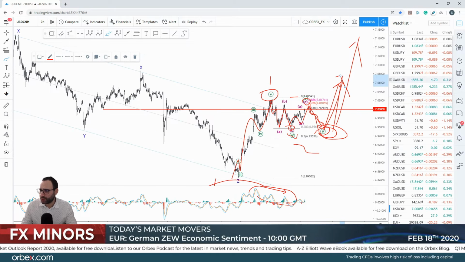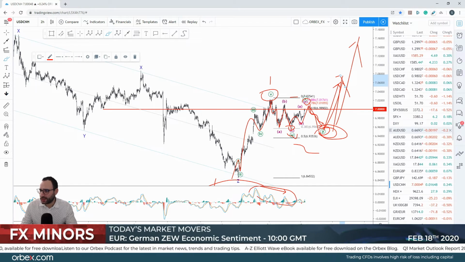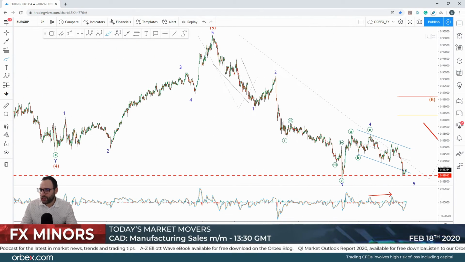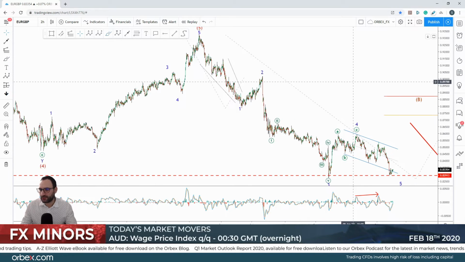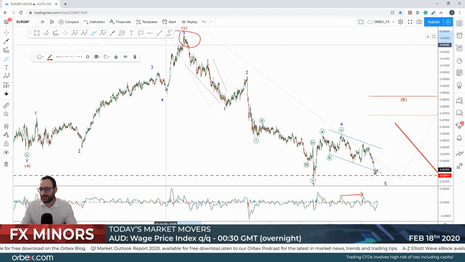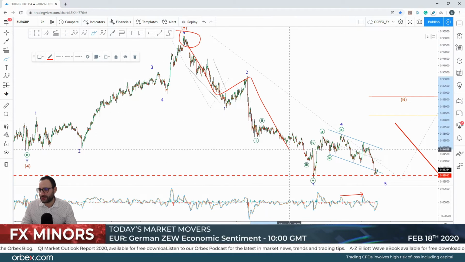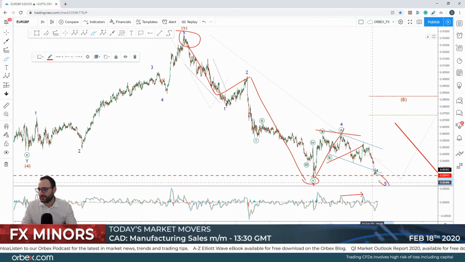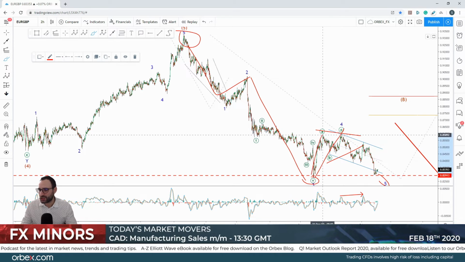Now, the last pair I want to talk about is the euro against the pound. Euro pound is a bit more tricky, to be honest. We've talked about that for a while now. We talked about even that move to the downside over here. We're talking potentially this being 3, 4, would turn a triangle and then a 5. Now the triangle, of course, as you can see, this is just an ABC.